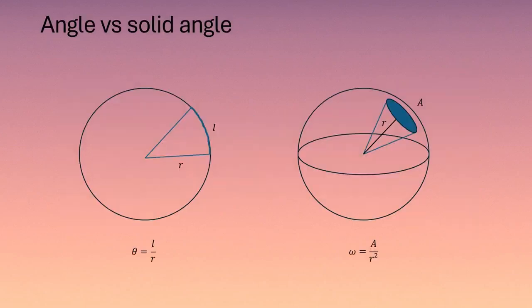So let's introduce now some useful definitions for the next part of the video. What is an angle first? Plane angle is the angle formed by two radii of a circle. It is defined as the ratio of the arc length to the circle radius, and its unit is the radian, while a solid angle is the ratio between a subtended area on the sphere and the square of the sphere radius. This unit is the steradian.